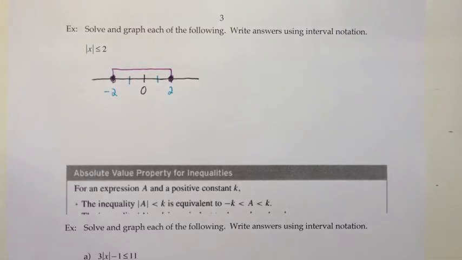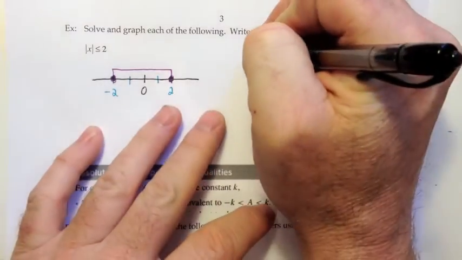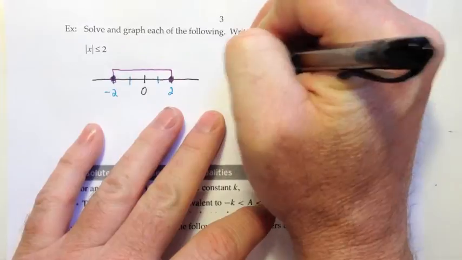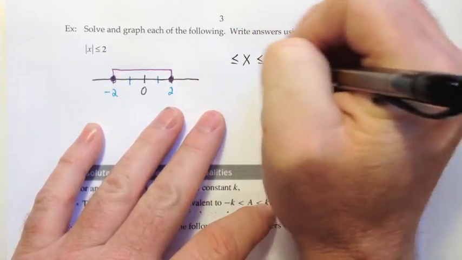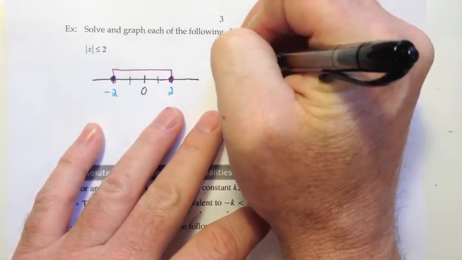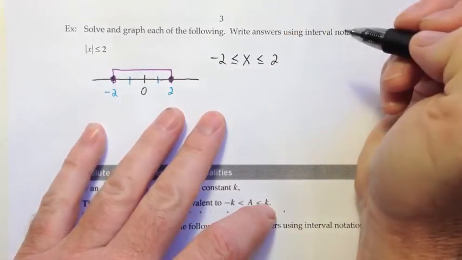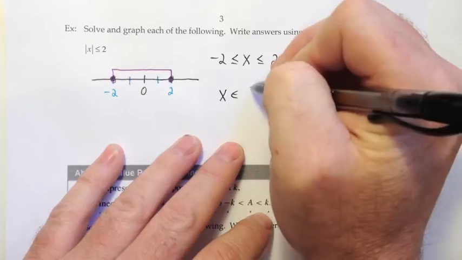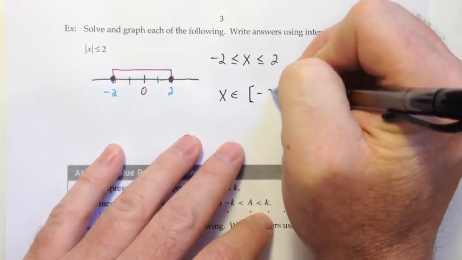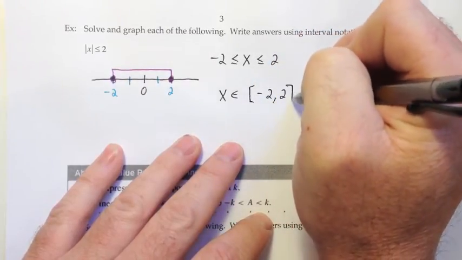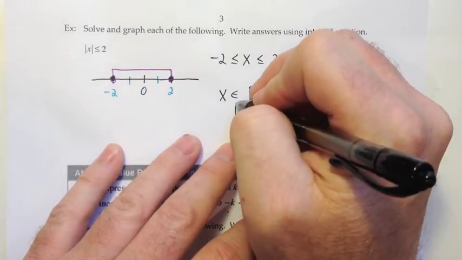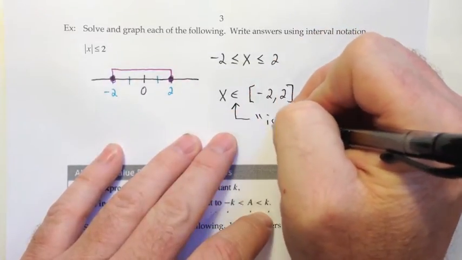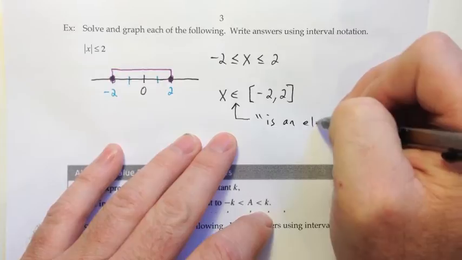So that's a graph of the solution. The way I would write the solution out would be to say that x is in between, using the less than or equal to symbols both times, -2 on the left side and +2 on the right side. And then the interval notation would be that x is an element of the interval that goes from -2 to 2. So just a reminder, this symbol right here reads as is an element of.